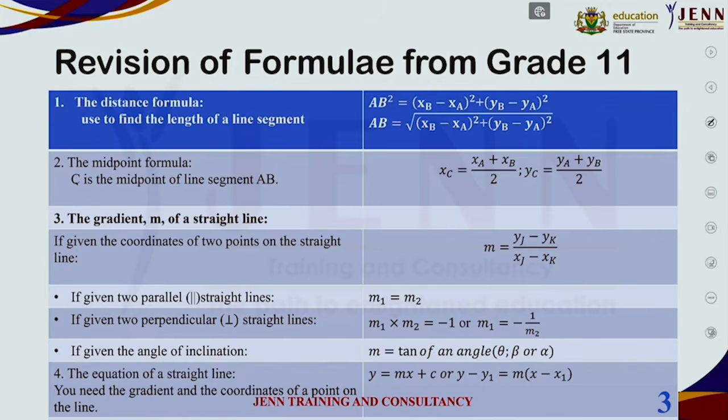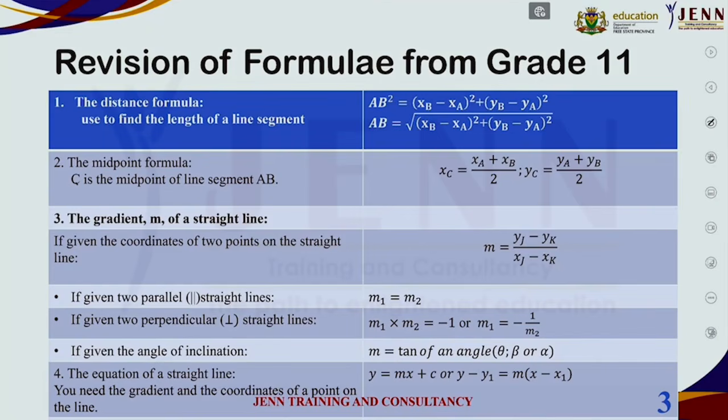Then the following bullet: if given the angle of inclination, how do we approach that concept? Every time we are expected to find the equation of a straight line, the first thing that comes to your mind is that you must have 2 points on that line segment, then find the gradient using the correct gradient formula, which on your numerator will be the y coordinates and on your denominator your x coordinates, and then take a point and substitute in your equation.